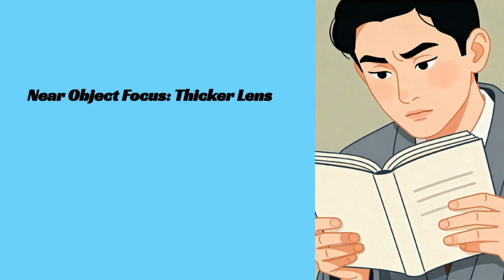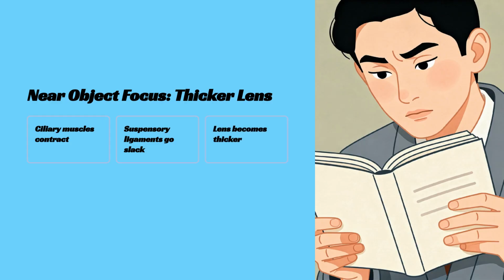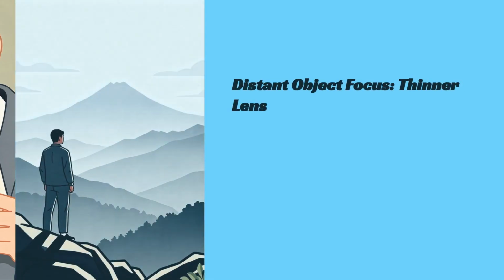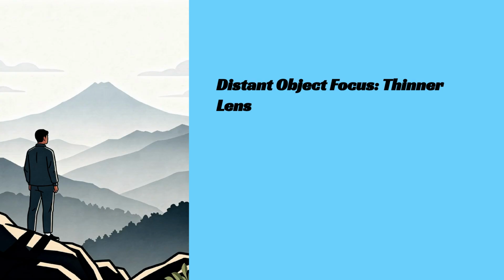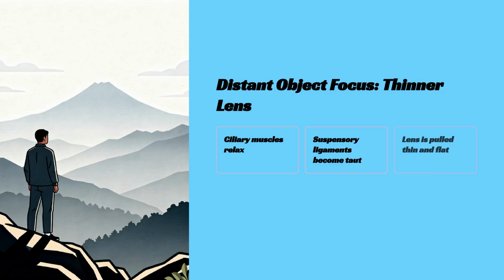Focusing on a near object requires the ciliary muscles to contract and suspensory ligaments to go slack. This results in a thicker lens, achieving the necessary greater refraction. When focusing on a distant object, the ciliary muscles relax, making the suspensory ligaments taut. This pulls the lens thin and flat, requiring less refraction to focus the image correctly.